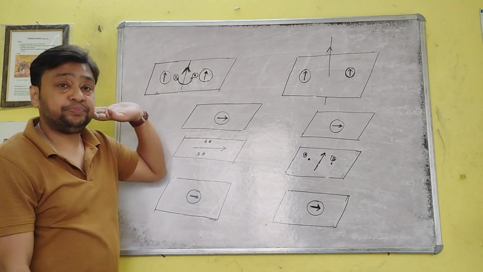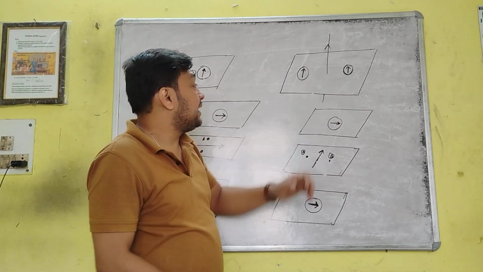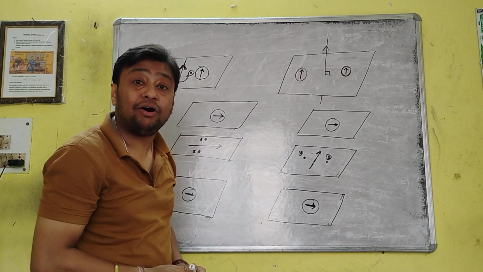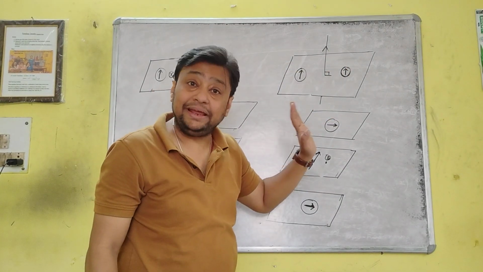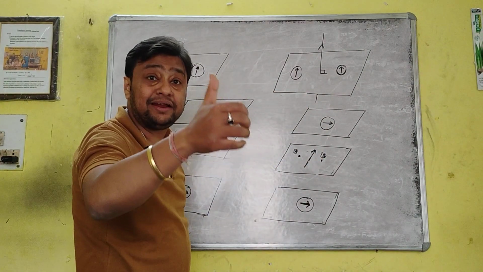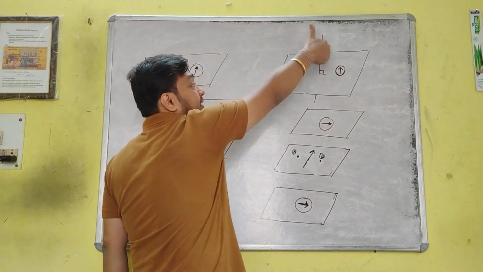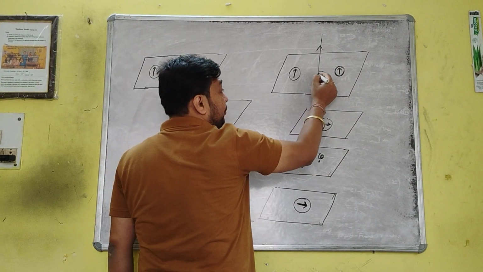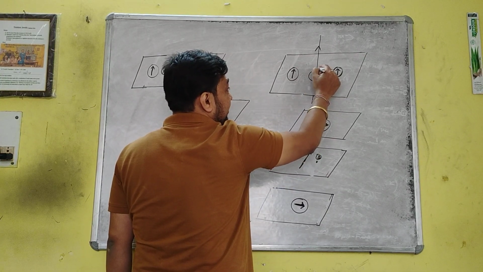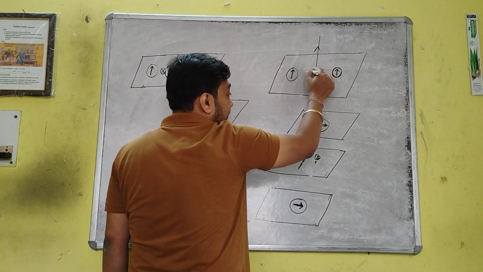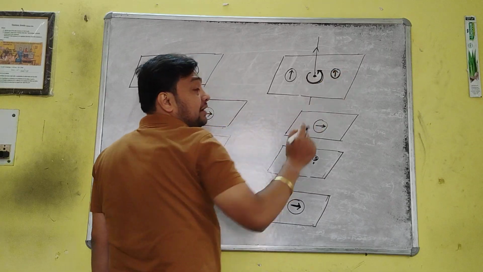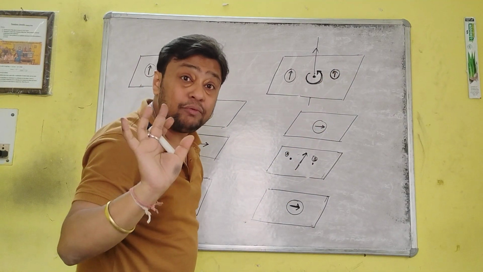Now let us go to this one. Here the current carrying wire is perpendicular to the plane of the needle of the compass. If I apply the right hand thumb rule, my thumb goes in the direction of the current. At the point of junction of the wire and the plane, if I draw the magnetic field, the plane of the magnetic field here is parallel with the plane of the needle of the compass.